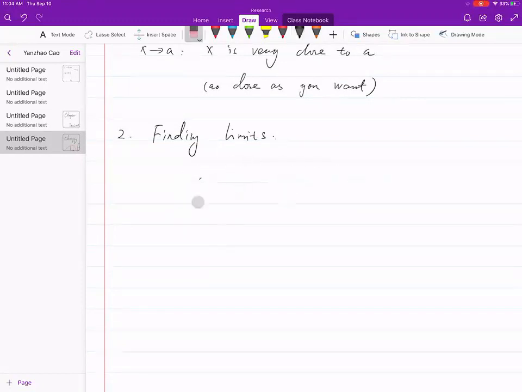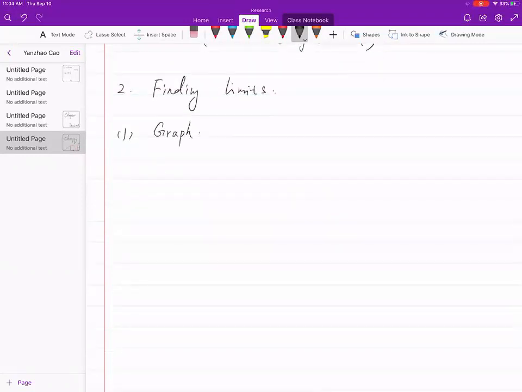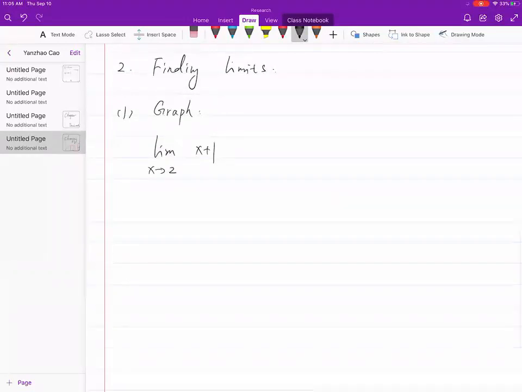The harder part is those kinds of things usually are confusing. So first, when we learn something new, we always start with the one which is more intuitive. That is how to do it with graphs. Let's assume we already have the graph. How do we find the limit? Okay. For example, let's think about the limit as x goes to 2 of x plus 1. Okay, what is it?